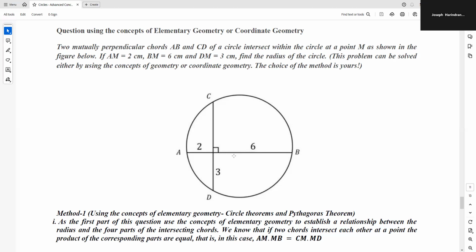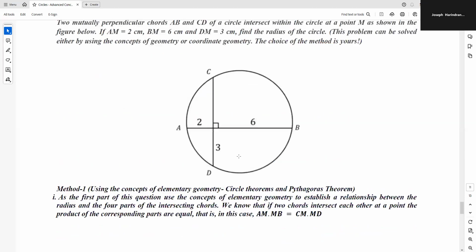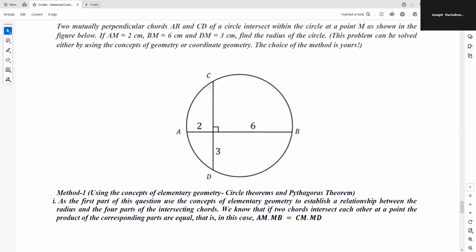This product, that one, and AM into MB. Actually, it is the intersecting chords theorem. We use that concept and find out the value of the other chord. And we do some construction here.